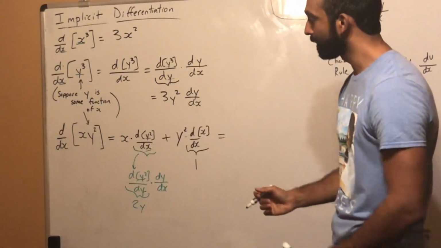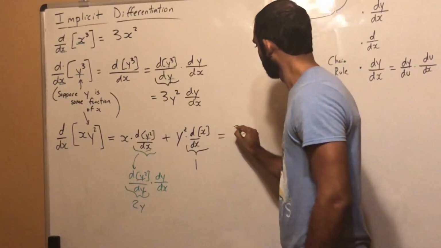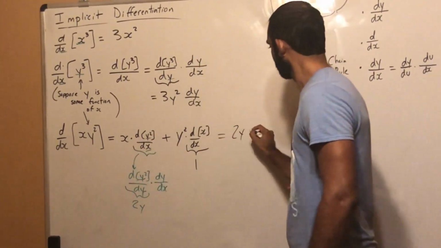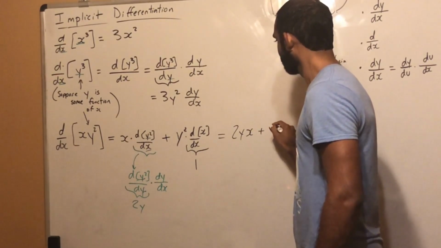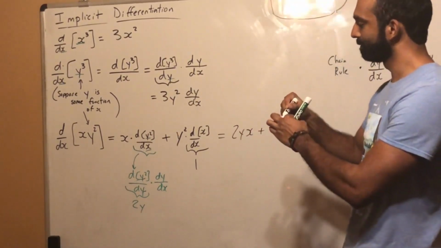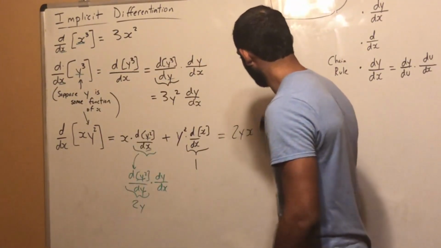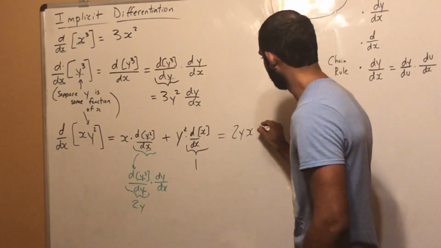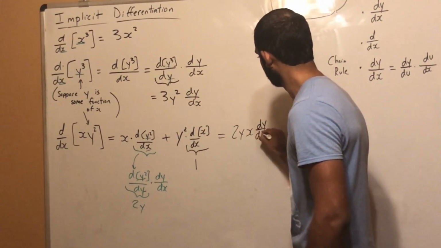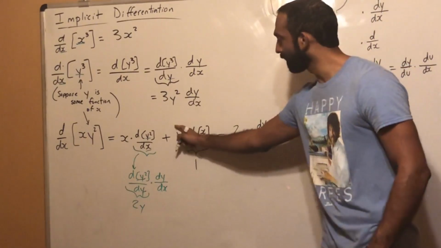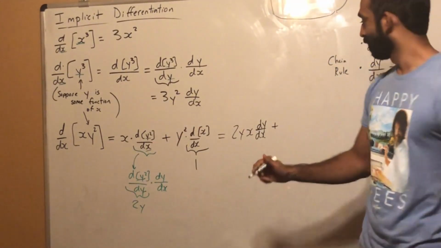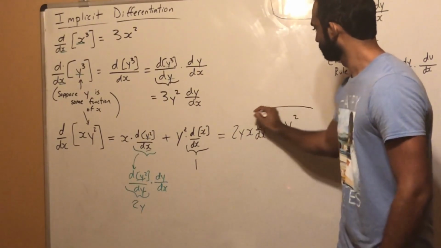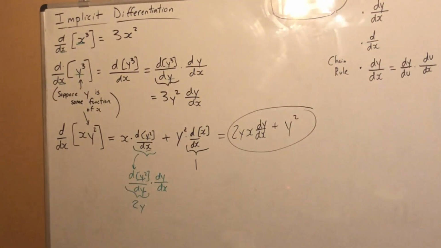So the final derivative of this product is going to be 2 times y times x plus, oh, I forgot one thing. What did I forget? dy dx. Yes, don't forget the dy dx. It's a very easy thing to forget, but you always have to have it in if you have a y. Then plus y squared times 1, which is, of course, y squared. So that is my derivative of x times y squared with respect to x, assuming y is some function of x.